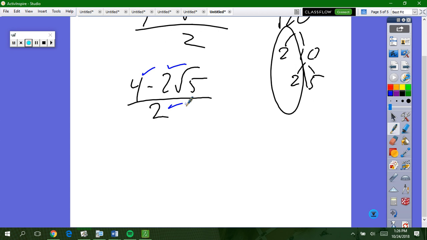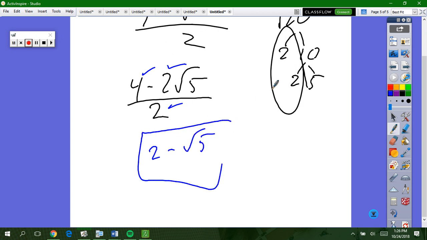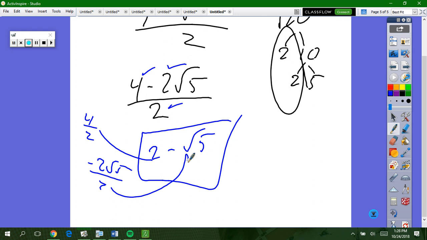Now, what does 4, 2, and 2 Krista all have in common? Lots of you guys are Krista. Oh. Okay, so they all have a 2, right? So I get 2 minus root. I divided them out. Just like if you had 4 divided by 2, isn't that 2? If you have negative 2 root 5 over 2, don't I get negative root 5?